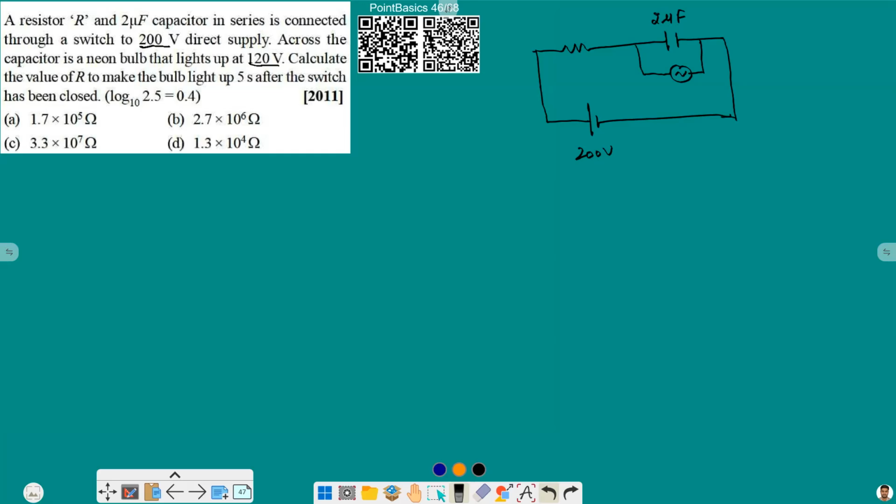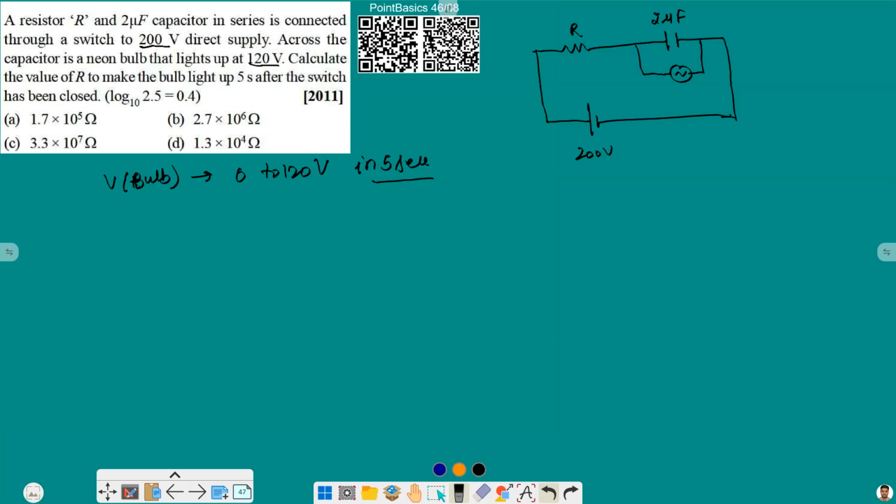Now we need to adjust the value of R such that after turning the switch on, or after attaching the battery in this circuit, this bulb should take 5 seconds to glow. Means the voltage across the bulb should reach from 0 to 120 volt in 5 seconds. Means voltage across the bulb is variable.